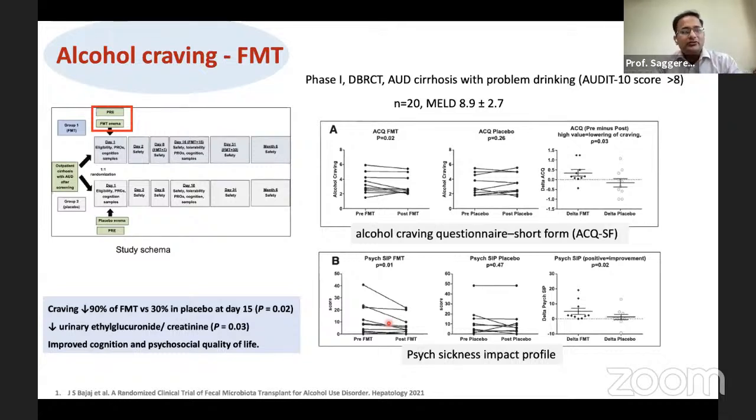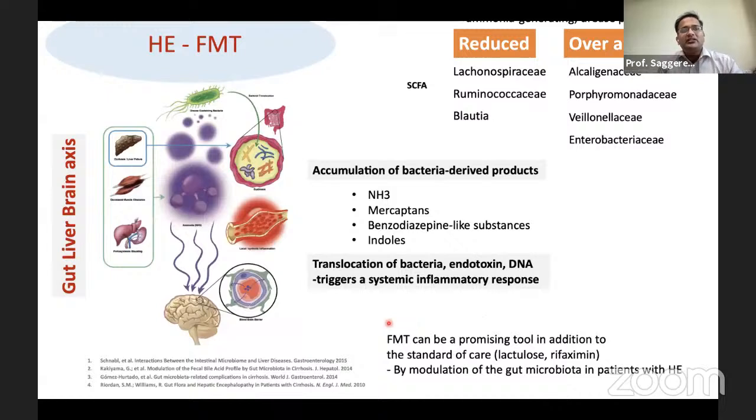So this sounds good, that even the craving and the relapse and lapse can be prevented by using FMT in this group of patients. The second set of diseases in liver diseases, the second set of patients, are the hepatic encephalopathy, where we have a lot of data on gut microbiome and fecal microbiota transplantation, especially from the Professor Bajaj group. And it is well known that the dysbiosis ratio, mainly the lactobacilli and ruminococci, which produce the short chain fatty acids, are drastically reduced in patients who have end-stage liver disease and recurrent hepatic encephalopathy.